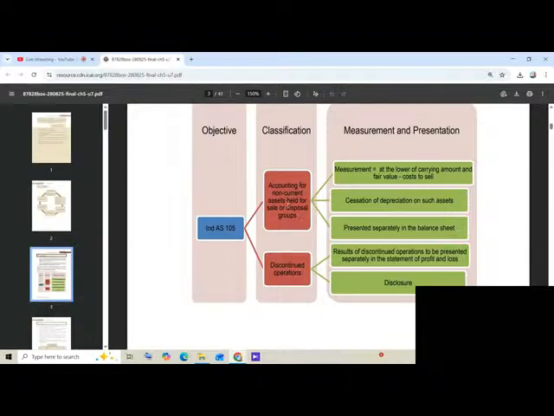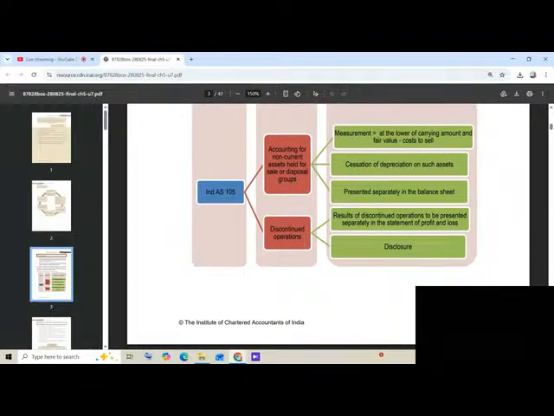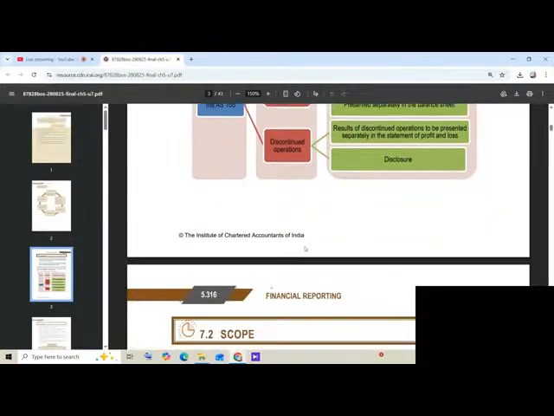So, accounting for non-current assets held for sale or disposal groups, the measurement is done at the lower of carrying amount and fair value less cost to sell. So between carrying amount and fair value less cost to sell, whatever is the lower, measurement is done at that. Cessation of depreciation on such assets and presented separately in balance sheet. In case of discontinued operations, results of discontinued operations to be presented separately in the statement of profit and loss, and there is a separate disclosure to be given.